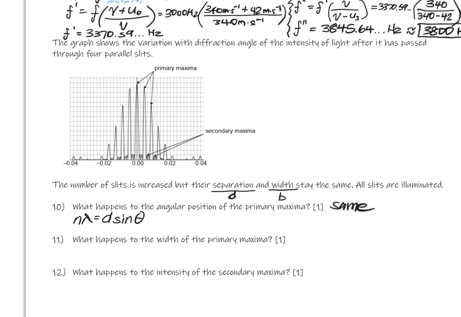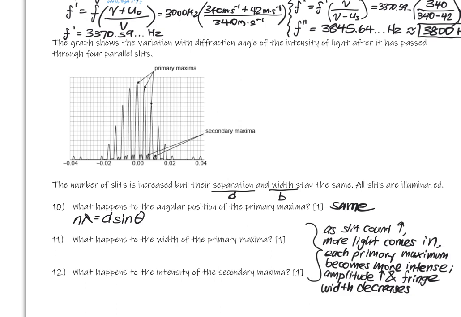What happens to the width of the primary maxima? And also, what happens to the intensity of the secondary maxima? Now read that carefully. That's the secondary maxima, not the primary maxima. So as you increase the slit count, more light's coming in. Each primary maximum becomes more intense. Their amplitude gets higher because they get brighter, but they also get tighter. So the fringe width actually decreases.